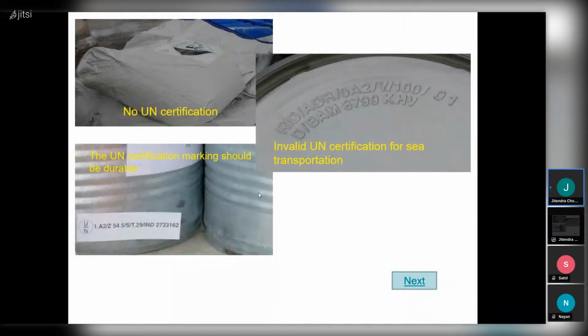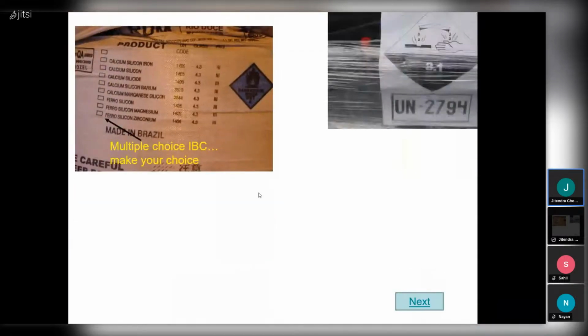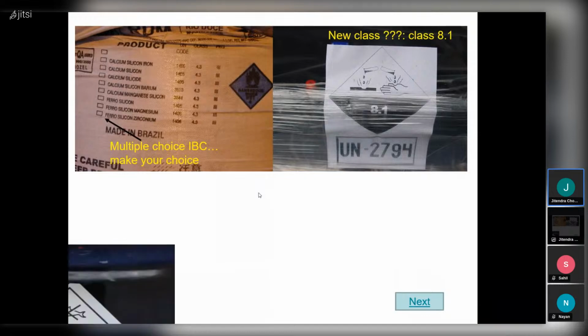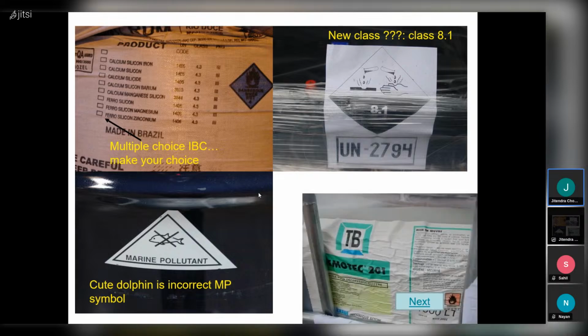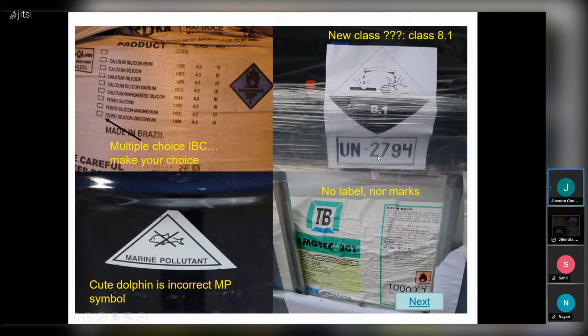The different damaged cargo. Marine pollutant has a different symbol. So sometimes you have to also check that the symbols and class marks are correct. No label, nor marks, so the cargo is just directly put in the container.